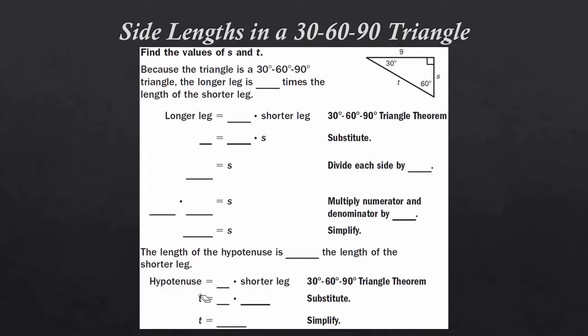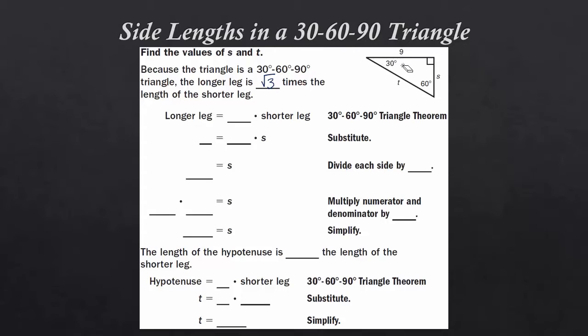Example 2, side lengths in a 30-60-90 triangle. Find the values of s and t. Because the triangle is a 30-60-90 triangle, the longer leg is square root of 3 times the length of the shorter leg. Looking at what I'm given in my triangle, I don't have my hypotenuse, and I don't have the short side of the triangle. I am given the long side of my triangle, which is 9.